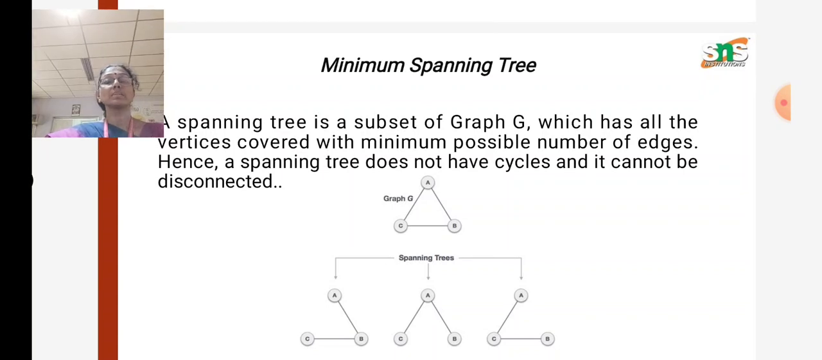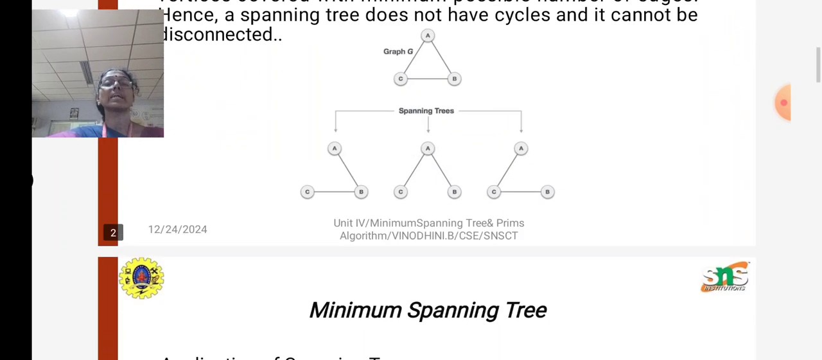So, the definition of the spanning tree. The spanning tree is a subset of a graph G in which all the vertices should be connected and it should not contain any cycle. For example, consider the given graph A, B, C. What are all the possible spanning trees for the given graph? We have three spanning trees in the given graph.